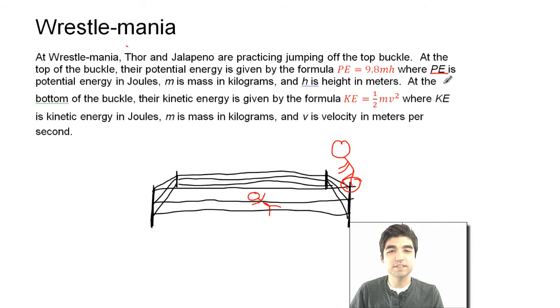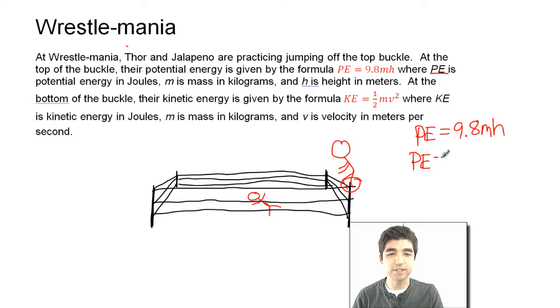So this first paragraph, the most important thing is that you need to understand what all these variables are. So we got PE equals 9.8 mH. So you want to be absolutely sure that you know what everything means. So PE is potential energy.